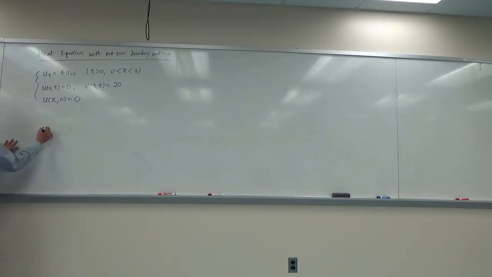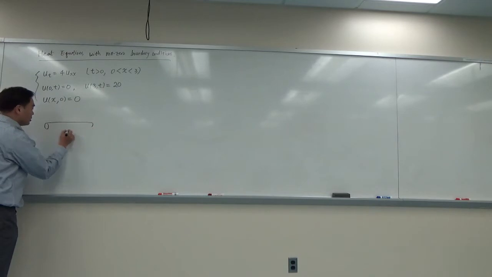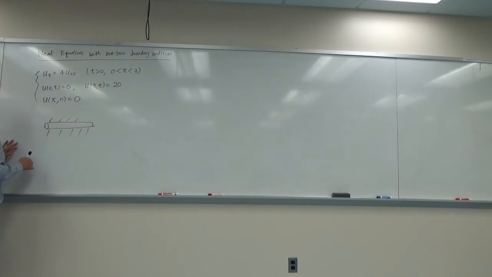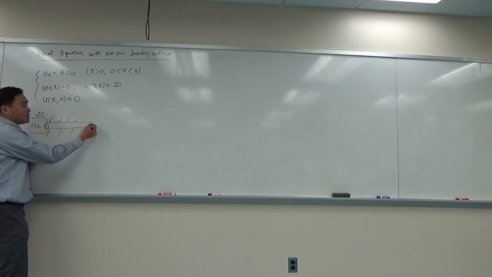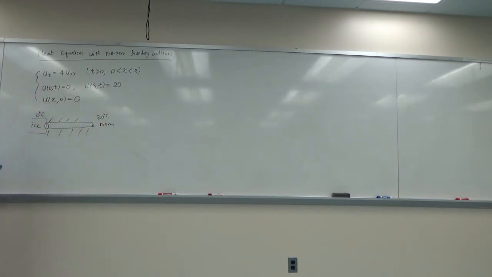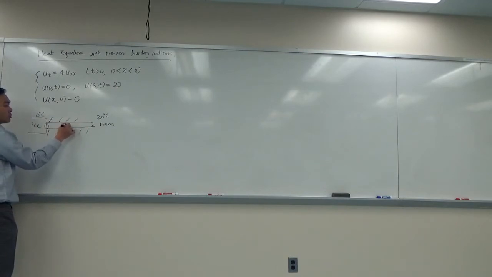Okay. So first we have a one-dimensional rod, insulated, and the left part is touching ice so that it's always kept at 0 degrees Celsius. The right side is exposed to a 20 degree Celsius room. So 20 degrees is about room temperature, so there's a room temperature it's exposed to here. And initially, the temperature here is 0 all the way around.